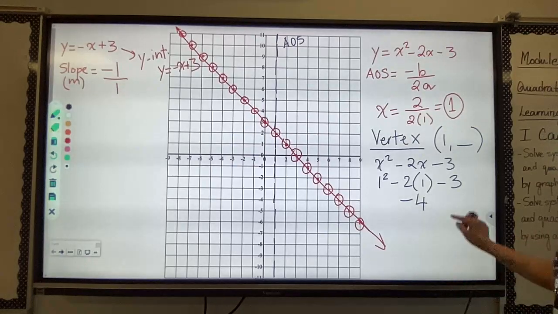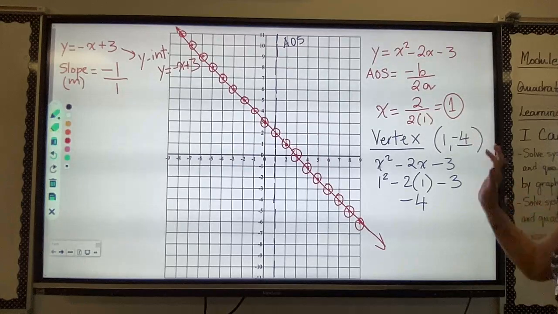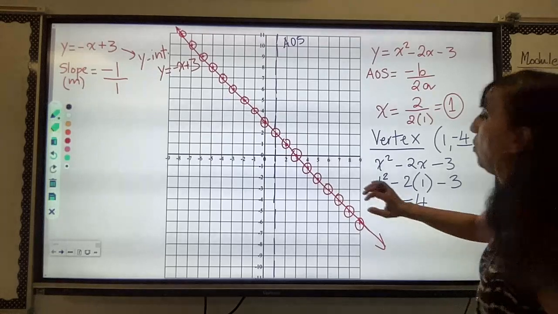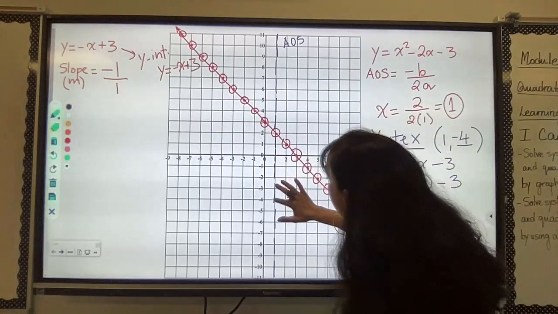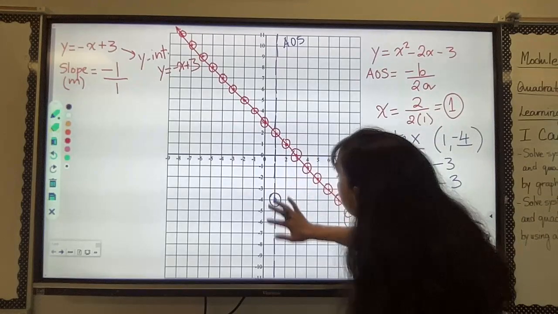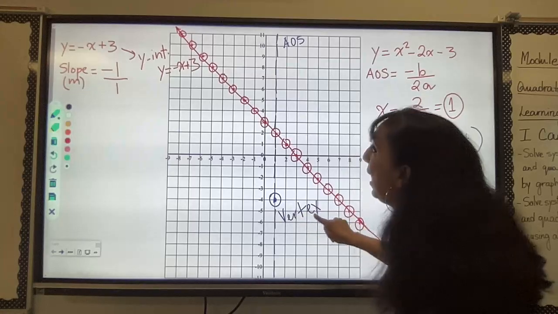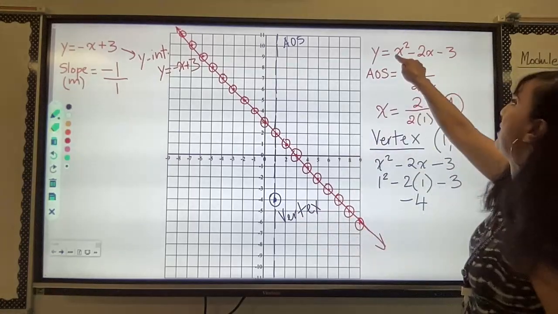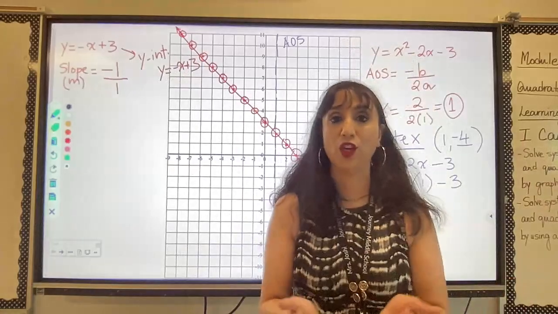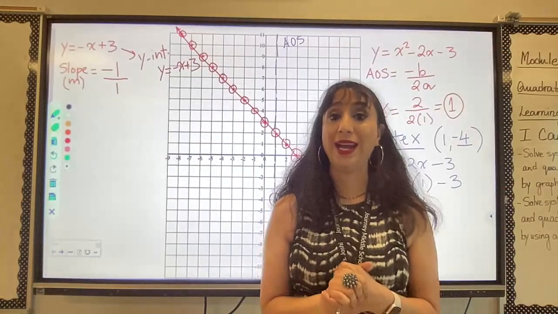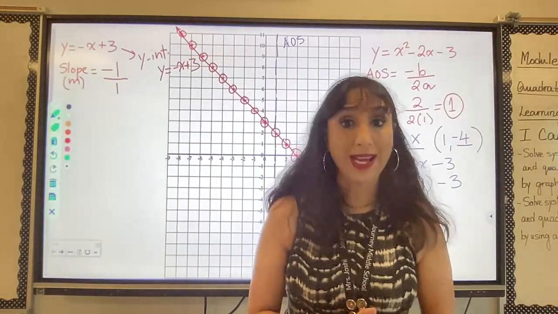Okay, and so this is (1, -4), and that's where my vertex is going to be. So let me go ahead and plot that. Here is my vertex. So this is the vertex of my parabola. And since I can see that this is positive, my parabola is going to be opening upwards.